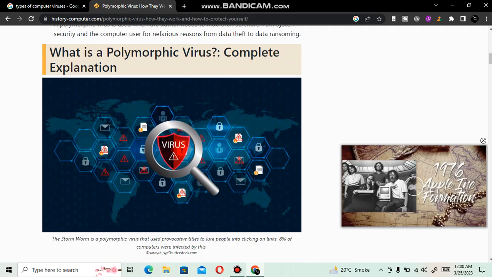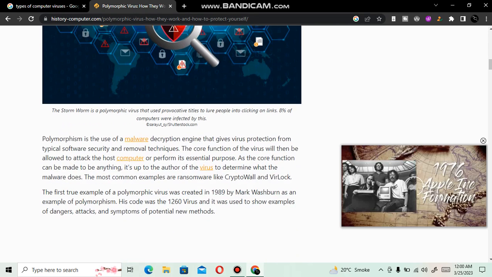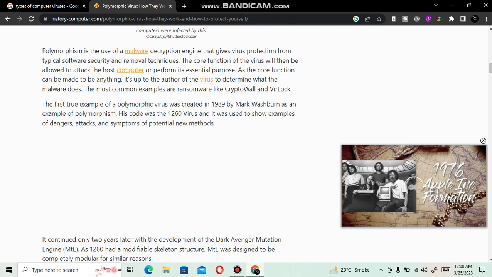What is a polymorphic virus? Complete explanation. Polymorphism is the use of a malware decryption engine that gives the virus protection from typical software security and removal techniques. The core function of the virus will then be allowed to attack the host computer or perform its essential purpose.